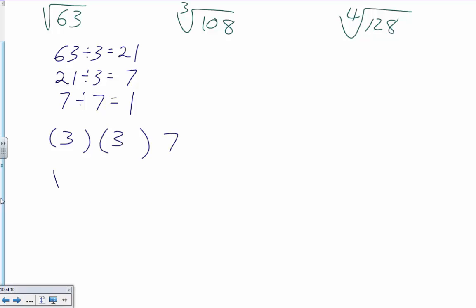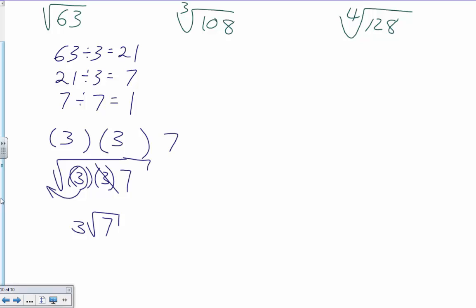So what that means is we have the square root of 3, 3, and 7. 7 didn't fit into one of the brackets, so it's going to stay under the radical. I'm going to take one of these out, cross out the other one. So I'm left with 3 square root 7. And you're finished. That's a simplified radical using prime factorization.